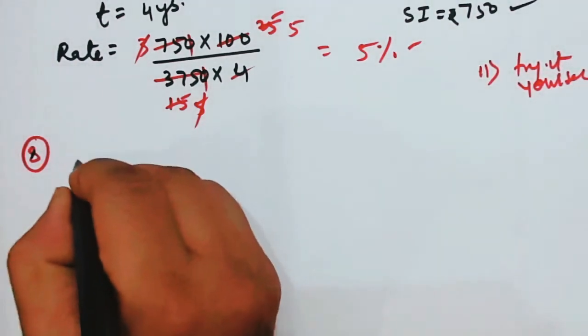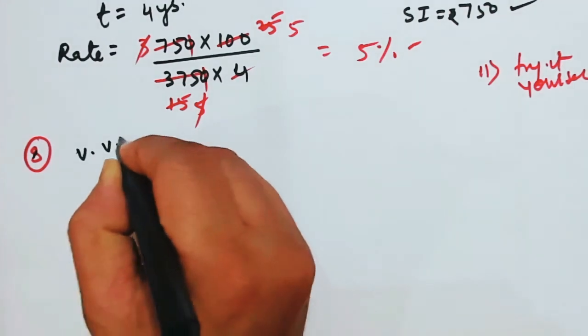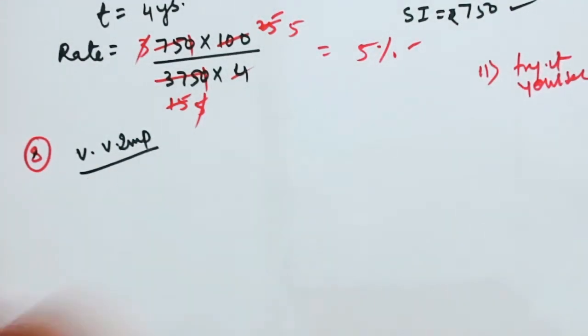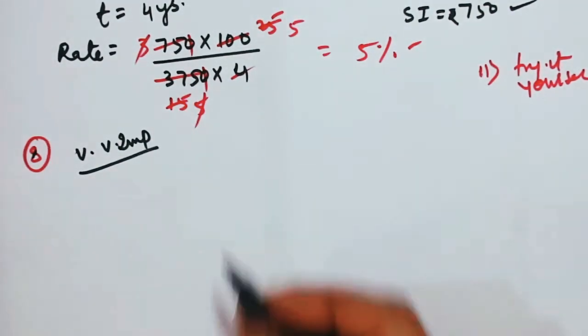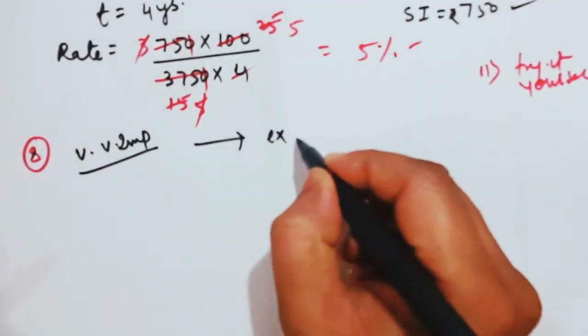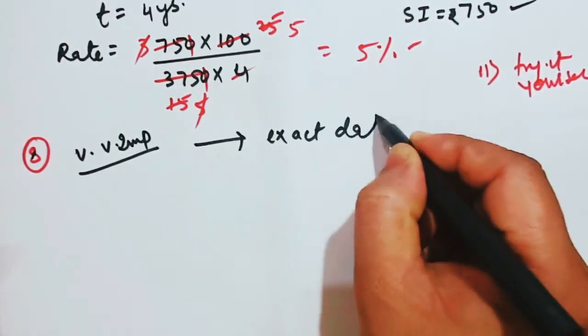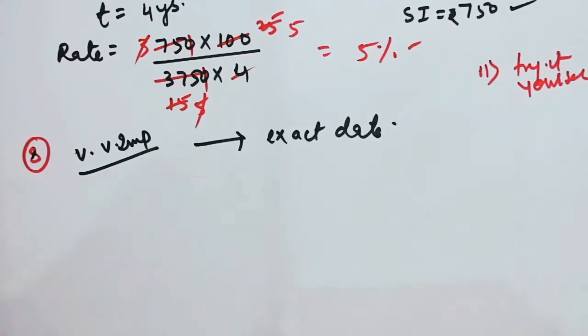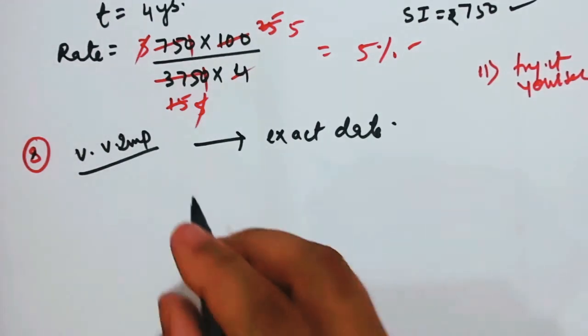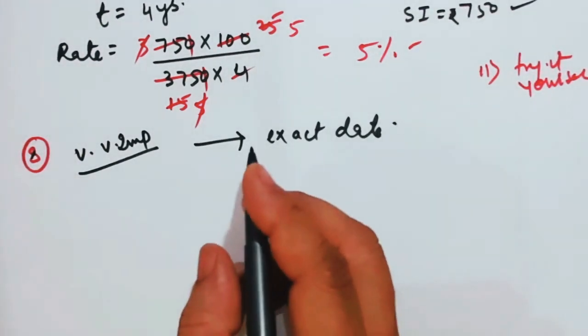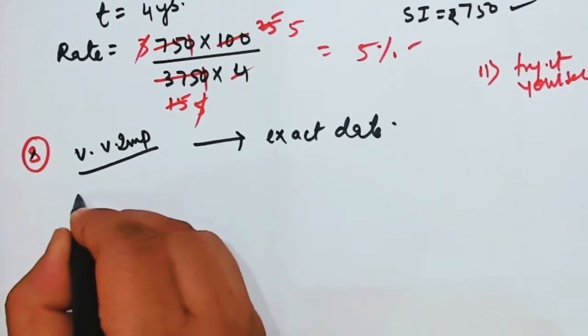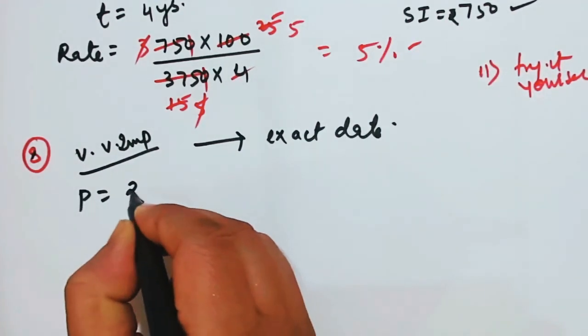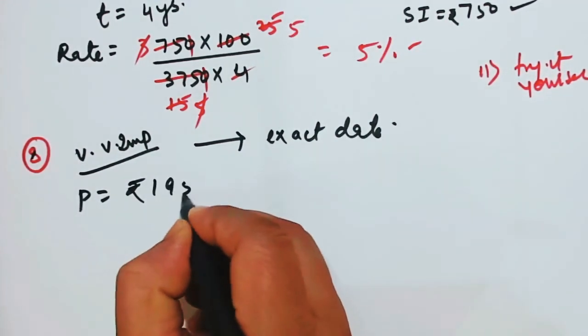Why? Number 8 is very very important. Why? Because they are asking you the exact date. They are asking you the exact date. Okay. So let's see on what date will rupees, the principal is given as rupees 1950.